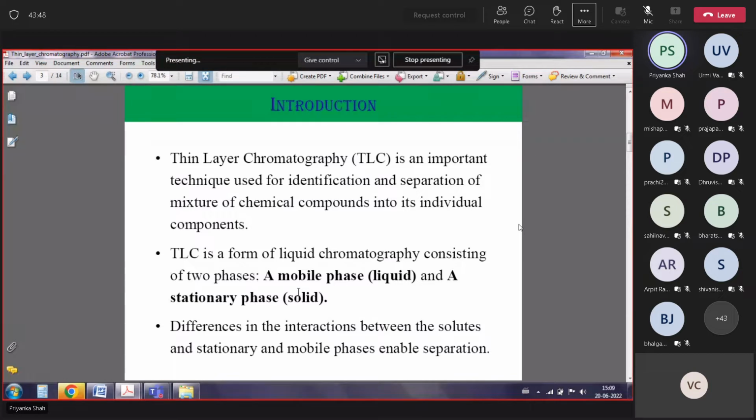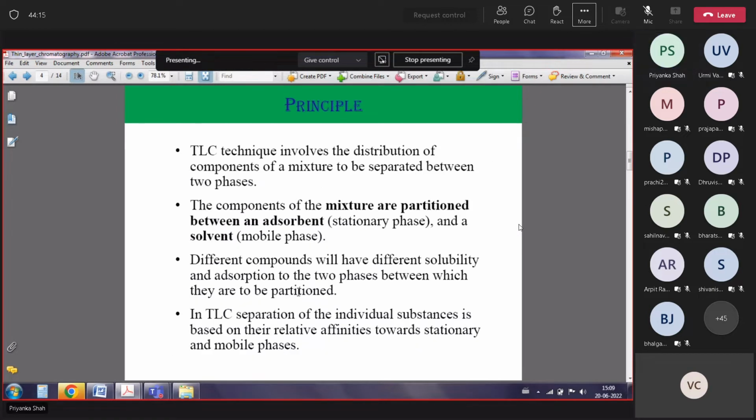Further, it is a form of liquid chromatography, and it consists basically of two phases, right? One is the mobile liquid phase, and the second one is the solid stationary phase. So based on the different rate of interaction between the solutes and the stationary and the mobile phase, they will promote its separation. This involves the distribution of components of a mixture to be separated between two phases.